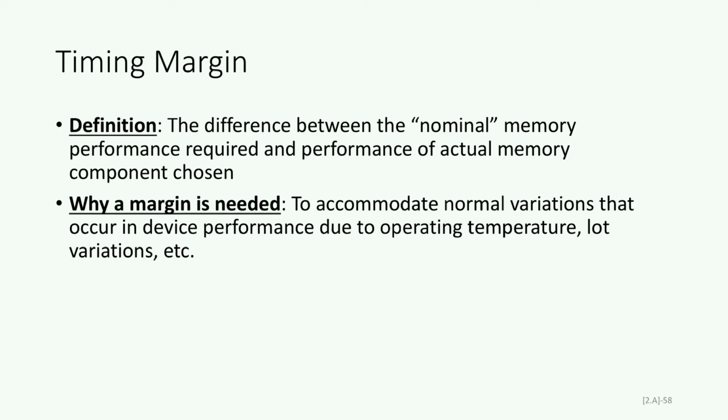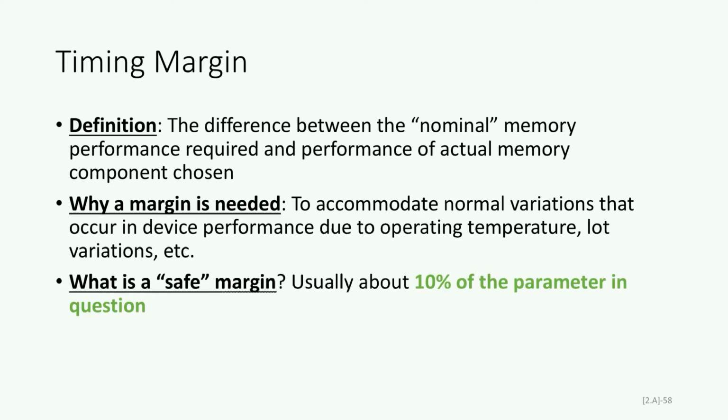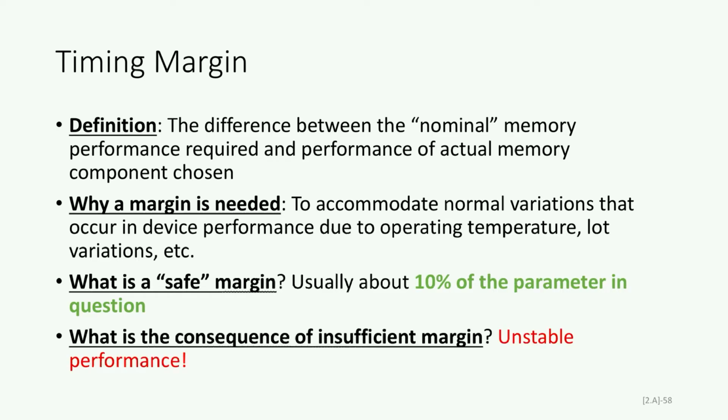So to account for that, we basically build a little bit of slack, which we call margin, into the timing for these things. That way, if the timing changes a little bit, everything still works, and no setup and hold times are violated. A safe margin, just sort of hand-wavy, is about 10% of whatever parameter is in question. And so what happens when there's not enough margin? Well, you potentially read wrong values.